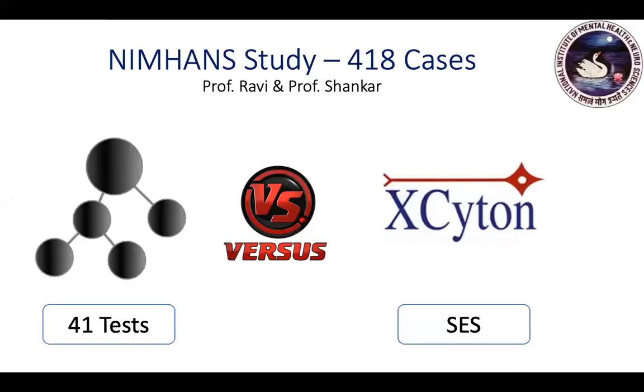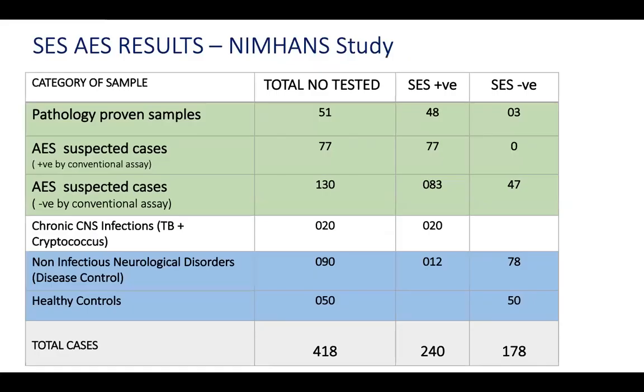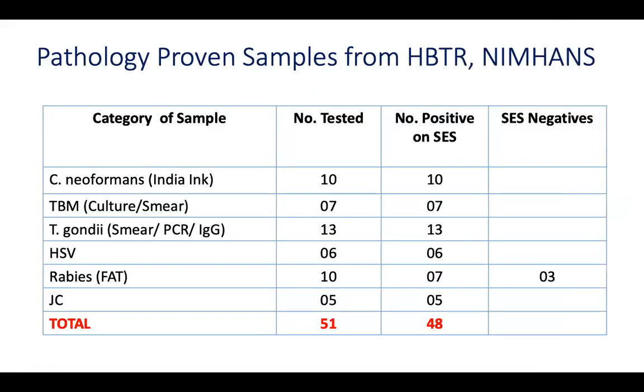This validation was done on our panel versus the algorithm of 41 tests that I described at the beginning of this talk. You can now see, first we have 51 pathology-proven cases. Out of them, 48 we detected. Now let's see what these cases are. There are 10 cases of Cryptococcus, 7 cases of Mycobacterium tuberculosis, 13 cases of Toxoplasma gondii, 6 HSV cases, 5 JC cases, and 10 rabies cases, where we missed 3 of them.